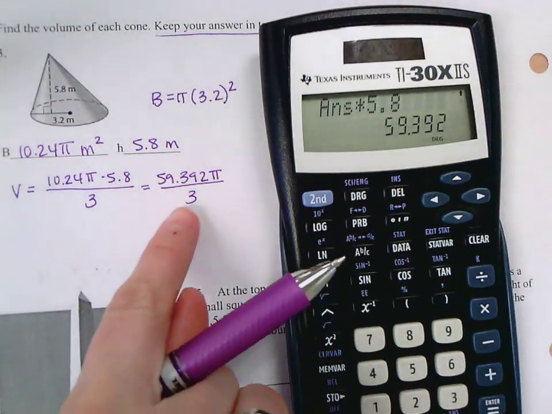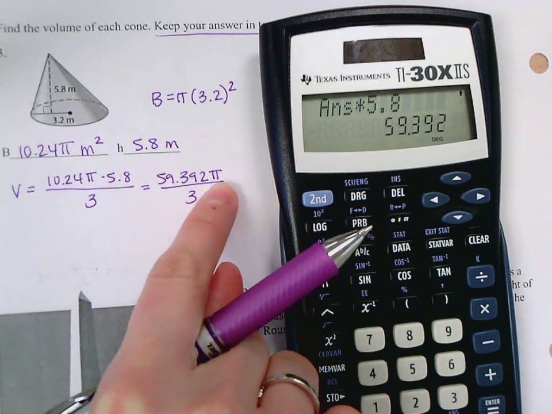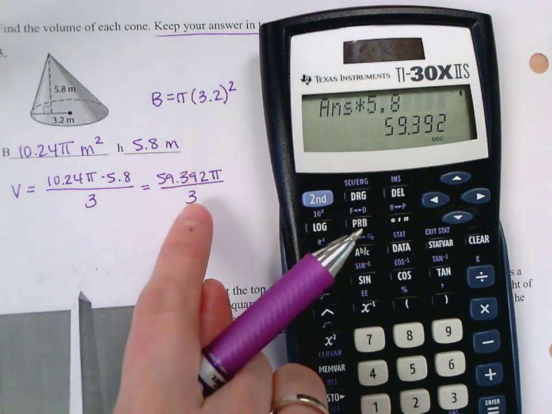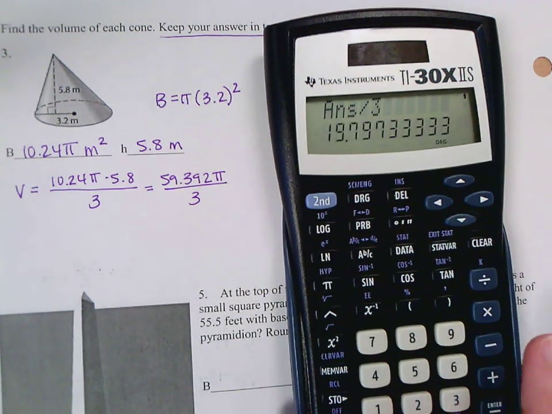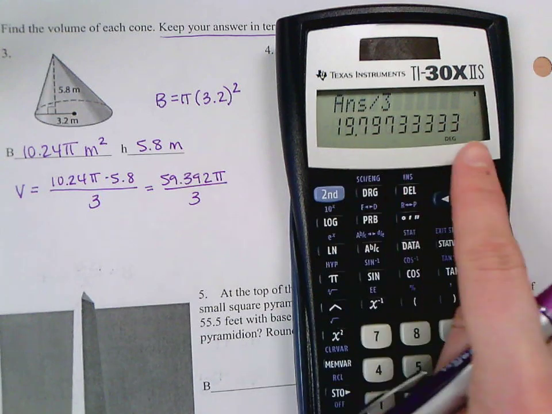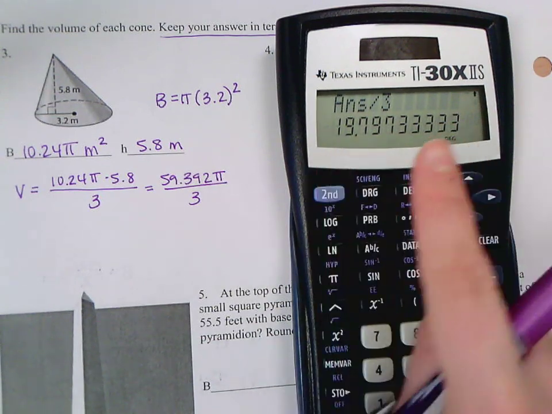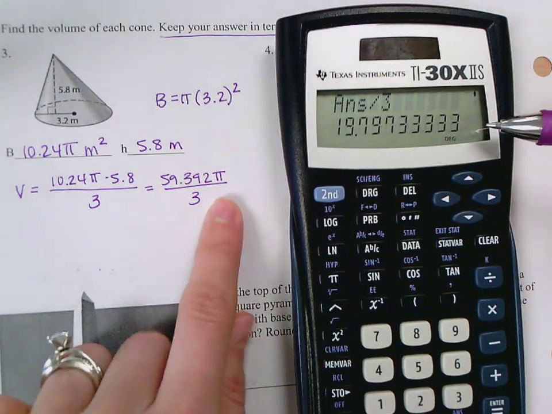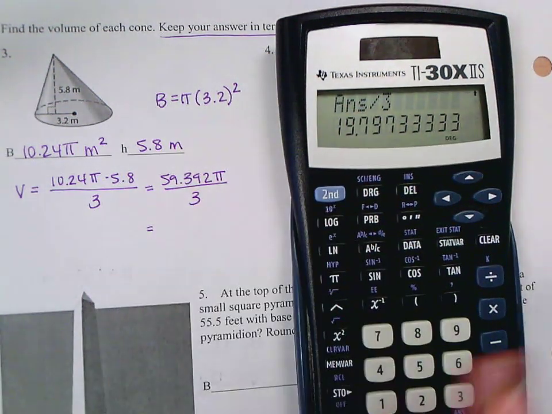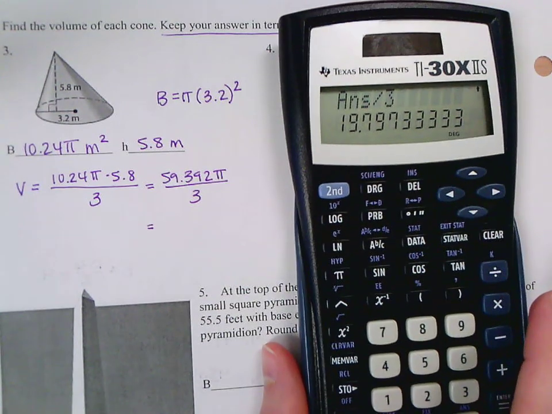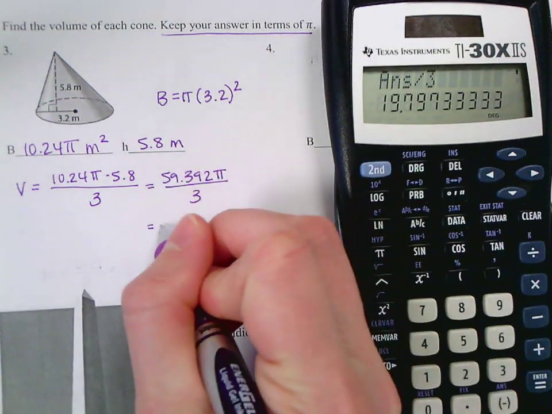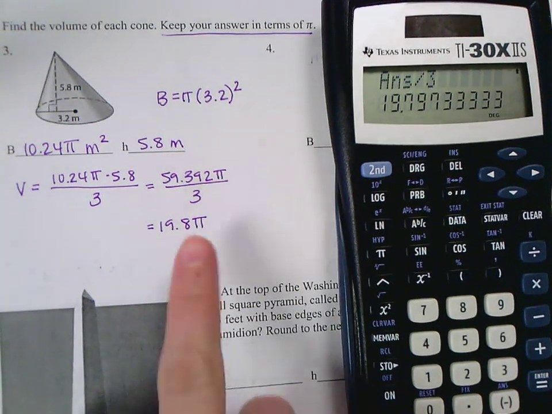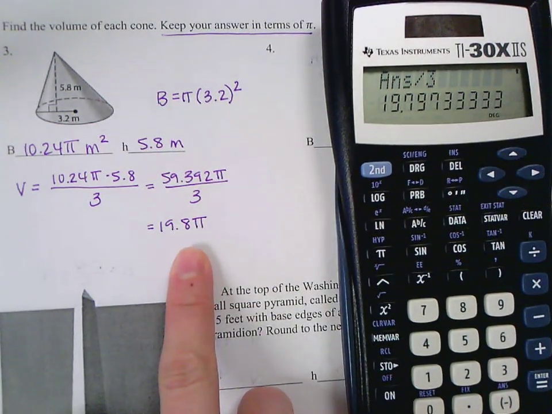And then, again, if I want to leave pi in my answer, I just divide the 59.392 by 3. So divide that by 3. And then this, it's not going to be a fully exact answer because you're still rounding, but then you would leave the pi there. So this would be about 19.8 times pi. So that would be leaving pi in your answer.